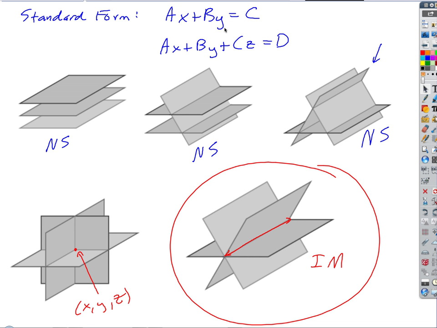But what about a 3x3 linear system? And that might sound a little weird. How can you have a linear equation involving 3 variables? That's a little bit of a misnomer almost, right? It may seem that way.